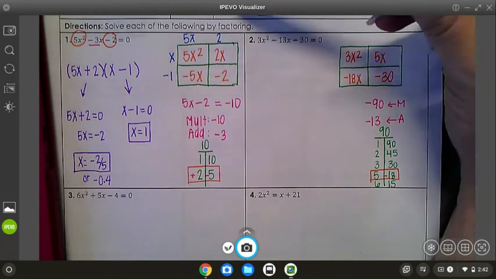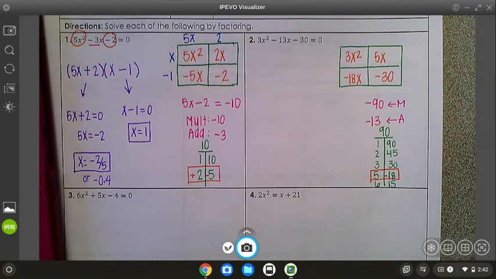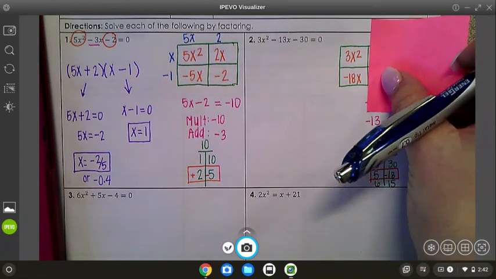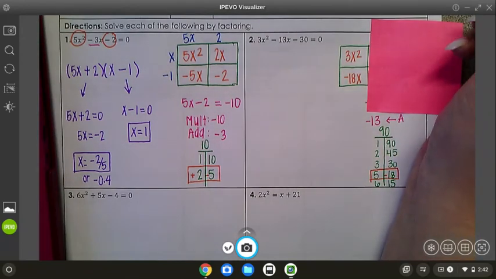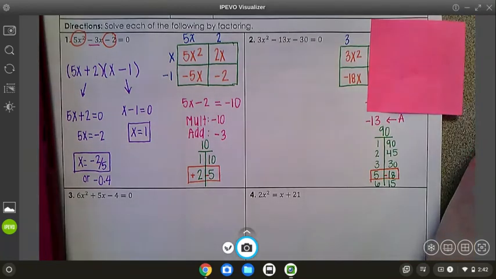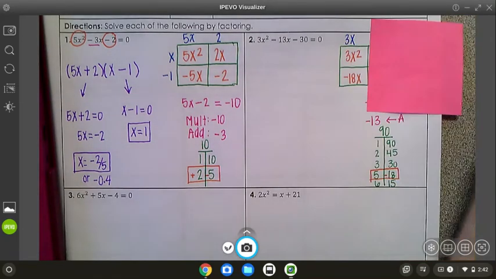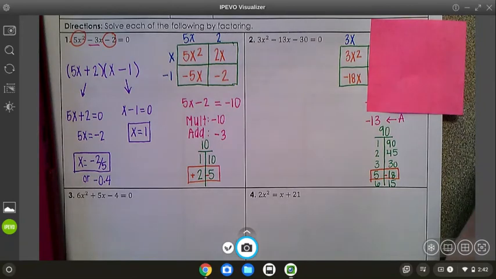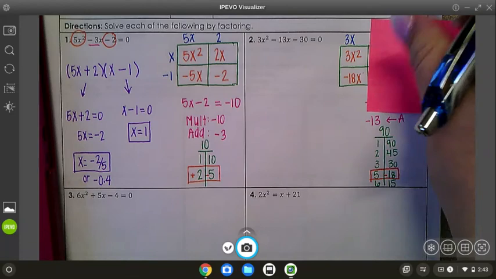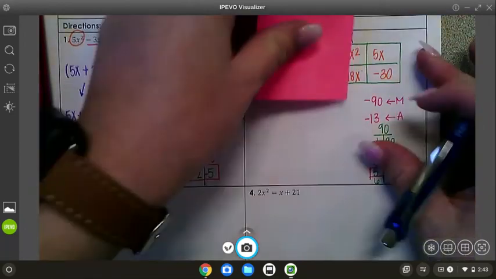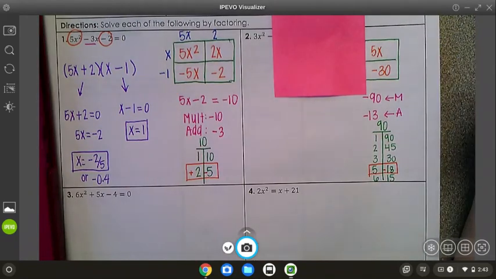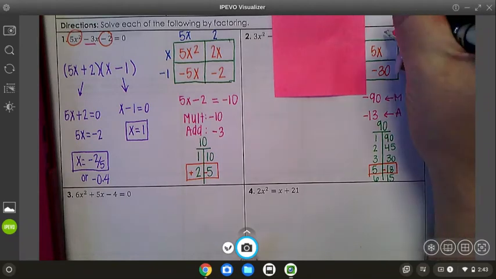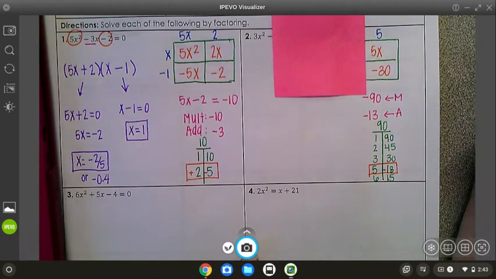So step 6 is to find the GCF of each row and each column. So if we look at this first column, what can I divide 3 and 18 by? 3. They both can have a 3. And they both have an x in common. Not an x squared. This one doesn't have an x squared. It only has an x. What about 5 and 30? We can divide them both by 5. They both do not have an x.